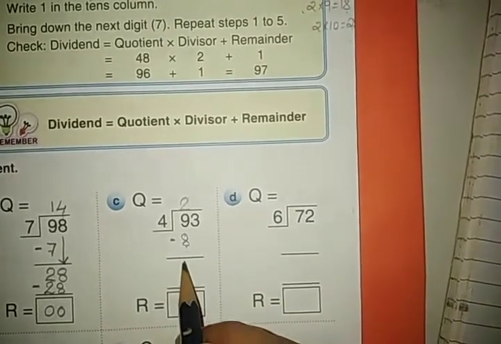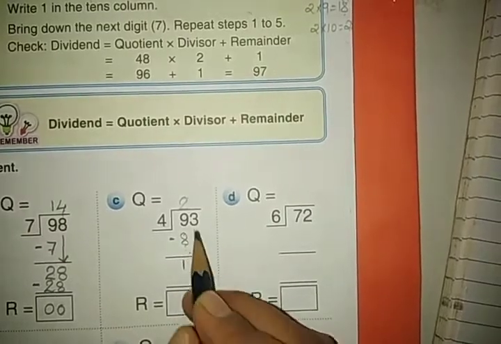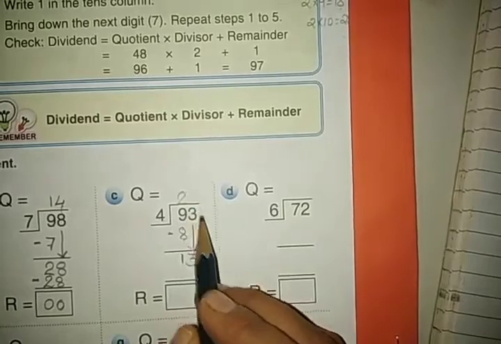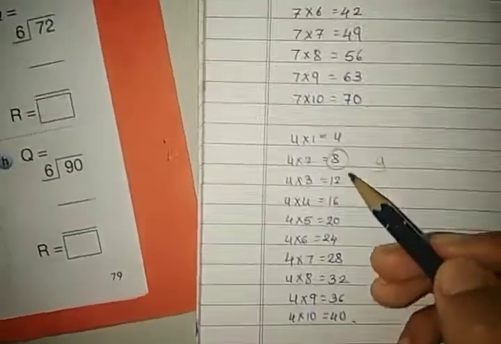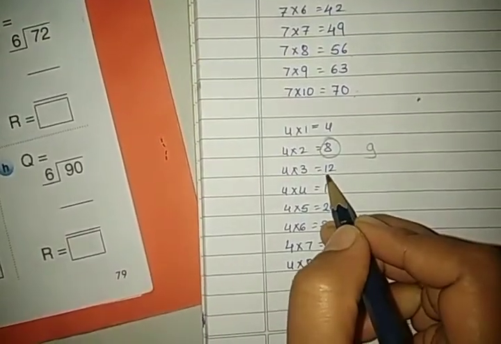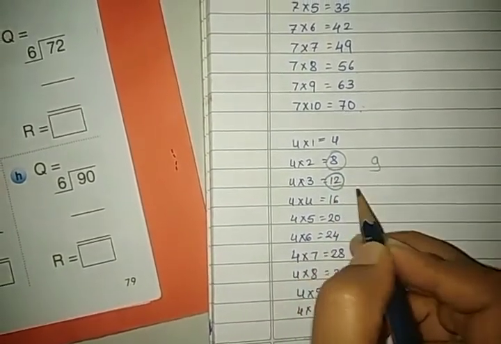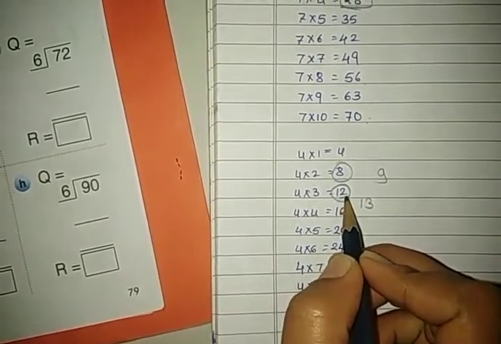Now we have finished dividing this 9. Then take this 3 down. Write this 3 down. Now check whether 13 is in the 4 table or not. In the 4 table 13 is not there. But the nearest and smaller number than 13 is 12. This is the nearest and smallest number than 13.